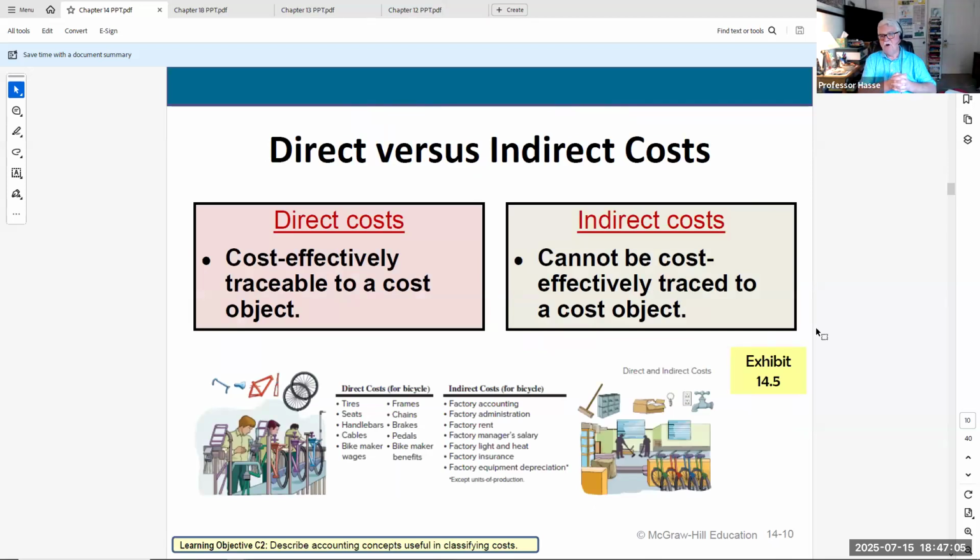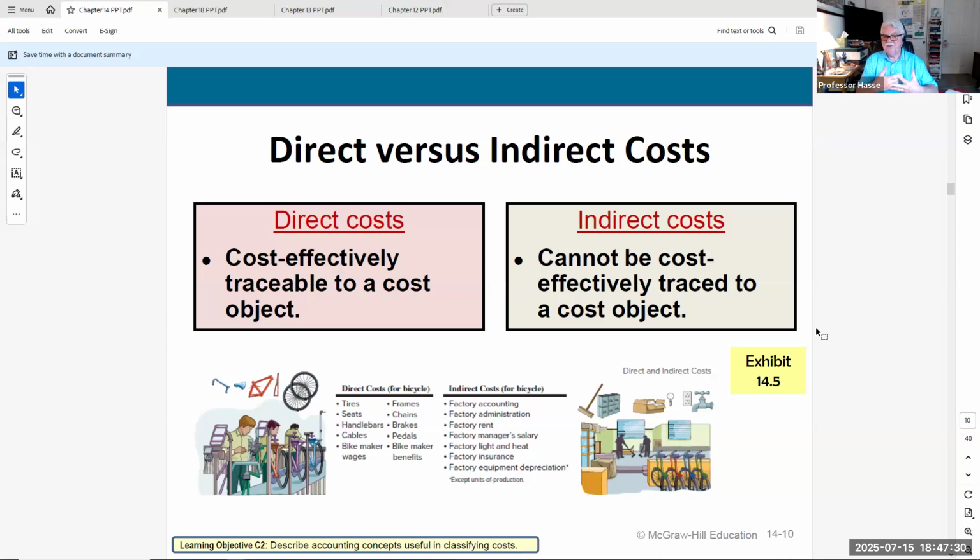Two types of costs in managerial accounting. Direct costs, which can be directly associated to the product or service you're performing. Direct costs for a bicycle are tires, seats, handlebars, pedals, brakes. They're actually involved in the bicycle that you're producing, per this frame.